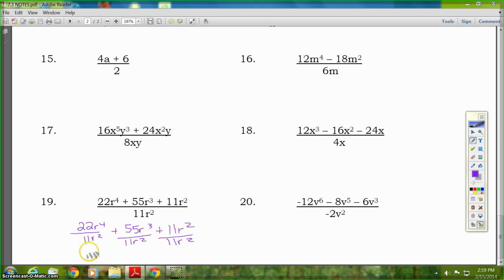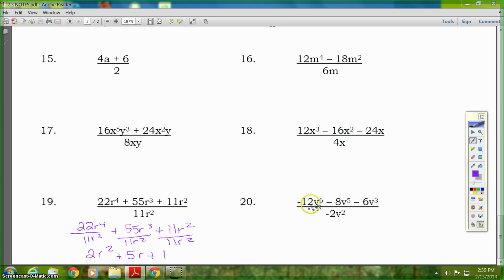So 22 divided by 11 is 2. And again, I'm going to subtract my exponents because I'm dividing. So that's going to be r squared. 55 divided by 11 is going to give me 5. And I'm going to subtract my exponents, and that's going to leave me r. And then 11 divided by 11 equals 1. And r squared divided by r squared equals 1, or r to the 0th power. So I'm going to be left with 1. So 2r squared plus 5r plus 1.